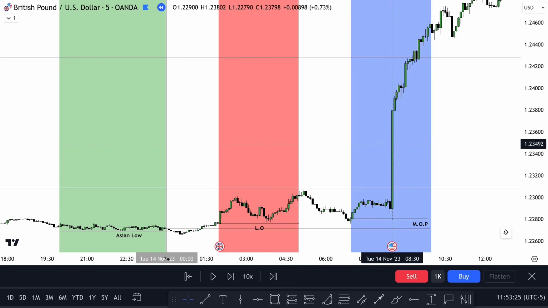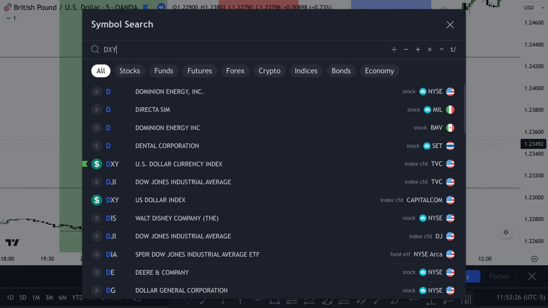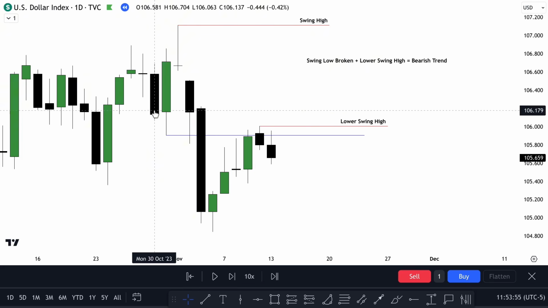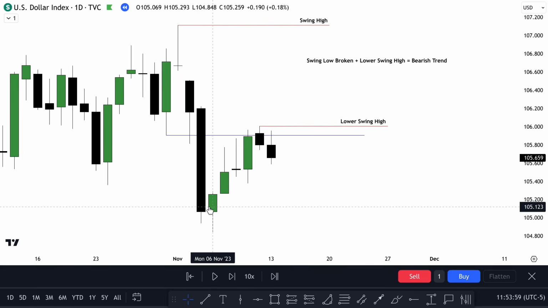Let's take a look at a seller opportunity as well. So we're looking at the DXY. We have price coming down and taking out this swing low. So swing low is broken. And shortly after, we get a lower swing high.